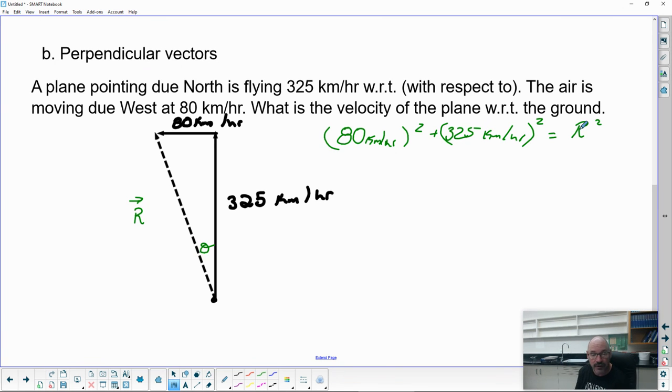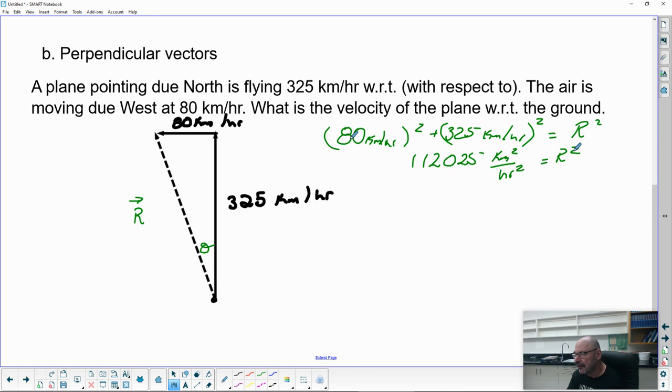I actually have mine worked out on screen here, so I don't really need to do that, but I'm going to do it anyway. So 80 squared, go ahead and give it a try, 80 squared plus 325 squared. Okay, we got 112.25 equals r squared, and then we square root that to get our magnitude.